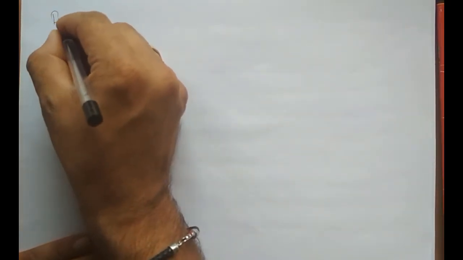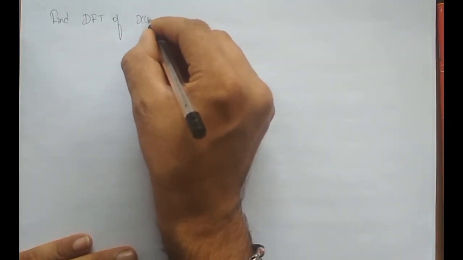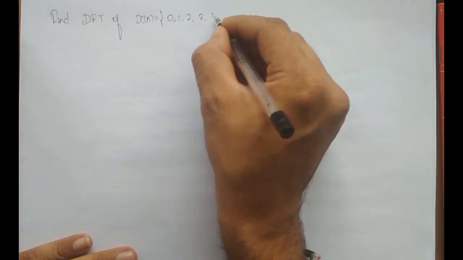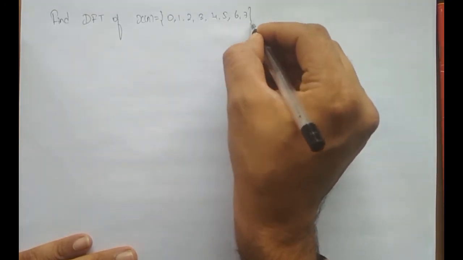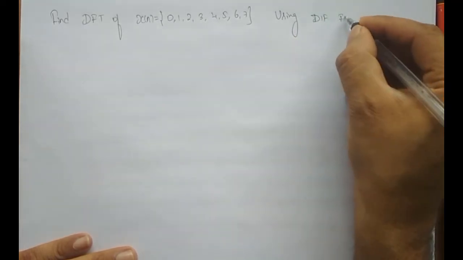Now we'll take up one problem. Find DFT of the sequence x of n equal to 0, 1, 2, 3, 4, 5, 6, 7 using DIT FFT algorithm.